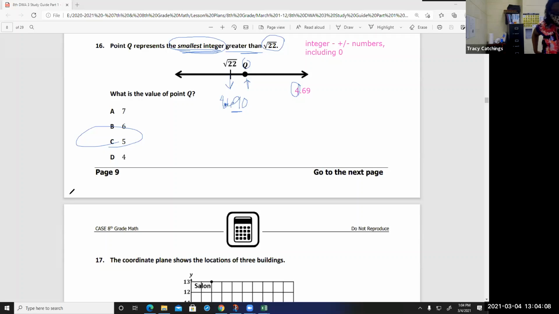All right, so we're going to start right there at 16. So that means we need to pick up at 17.